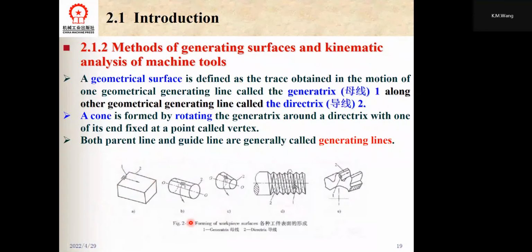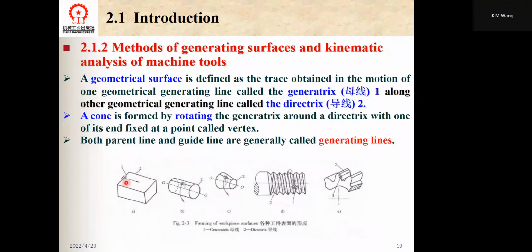This is some of the shapes generating surface. This is a gear, and this is a column. Both of these two lines are generally called the generating lines.